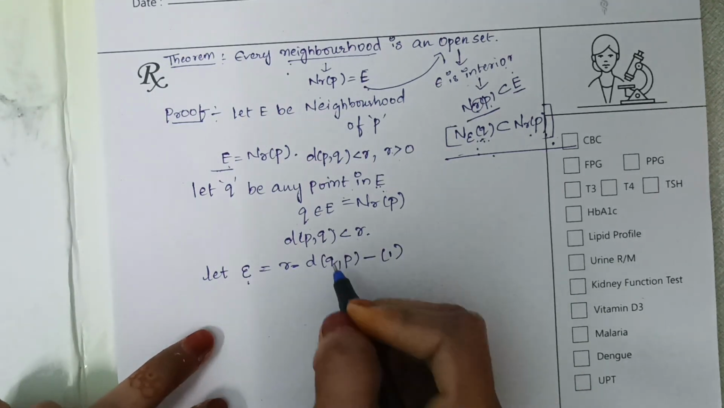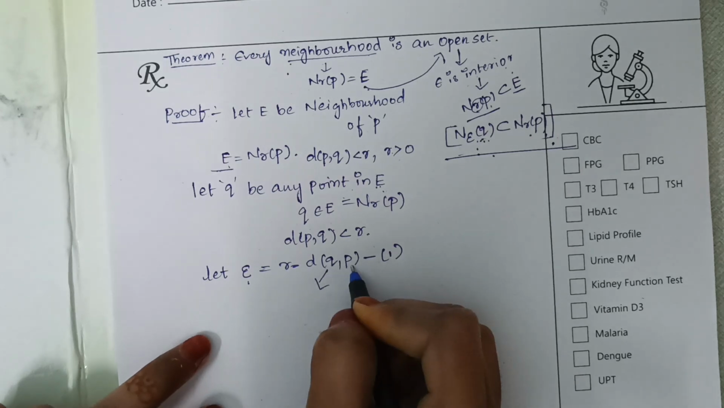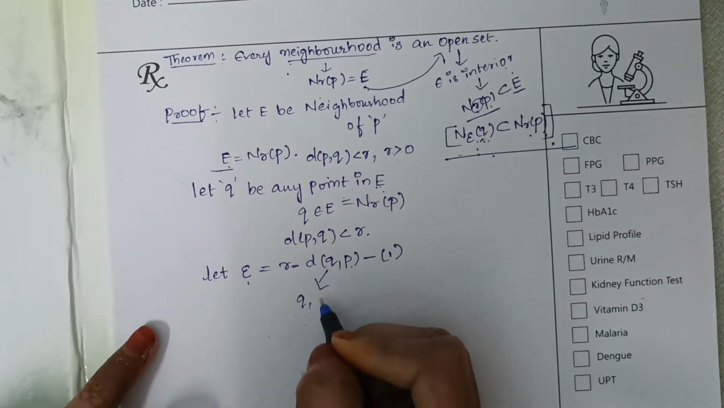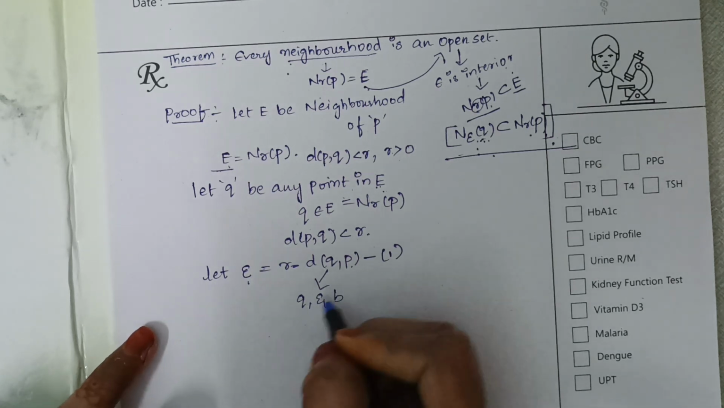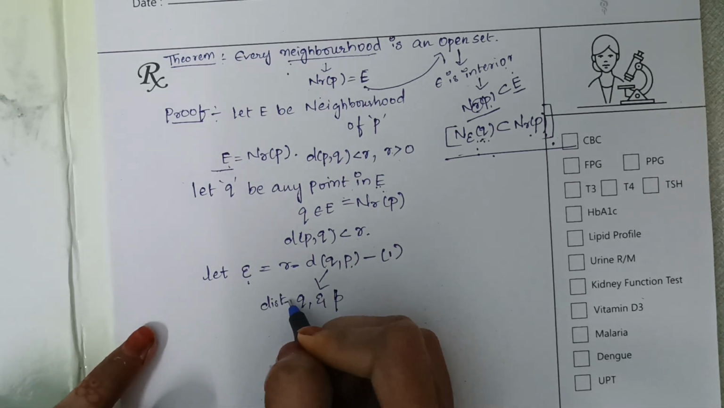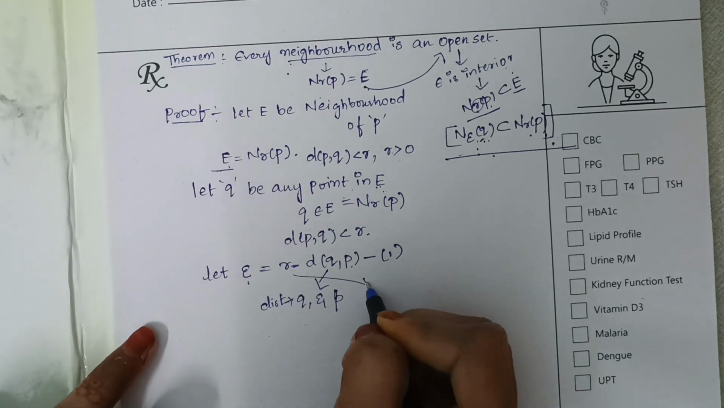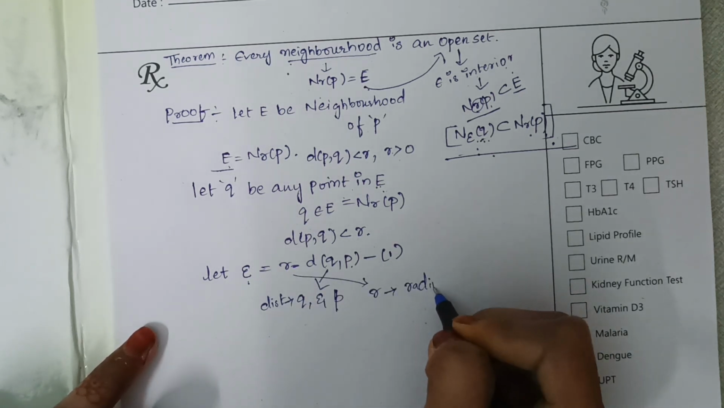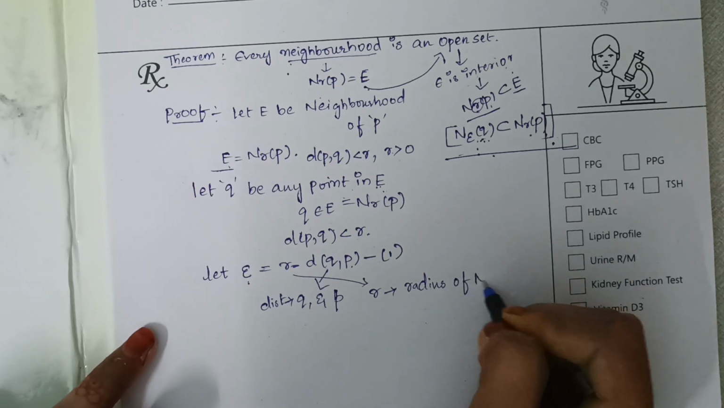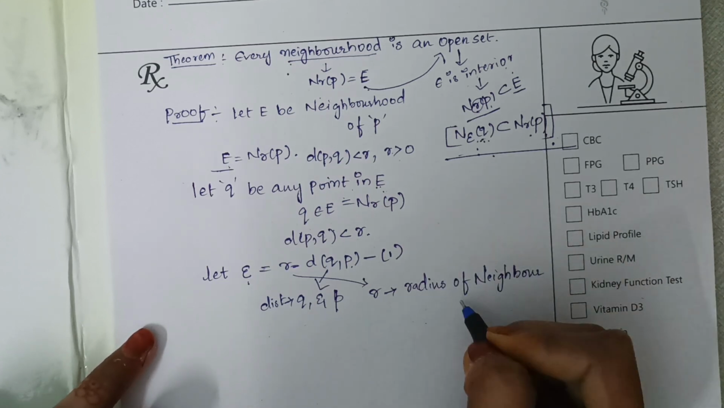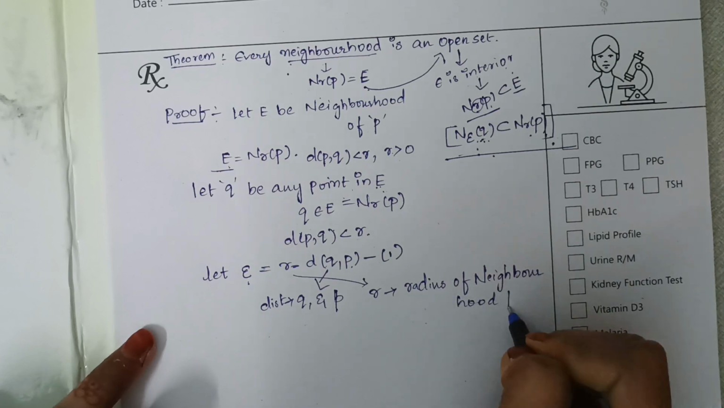And we know that what is d of Q comma P, which is nothing but the distance between Q and P. This is the distance between Q and P, and here r is the radius of the neighborhood point.